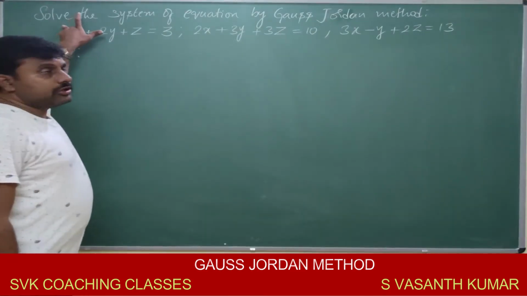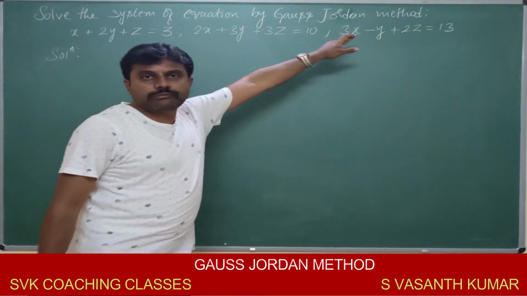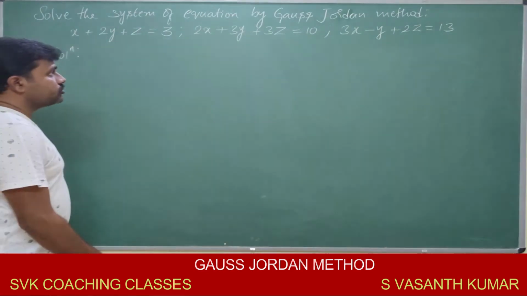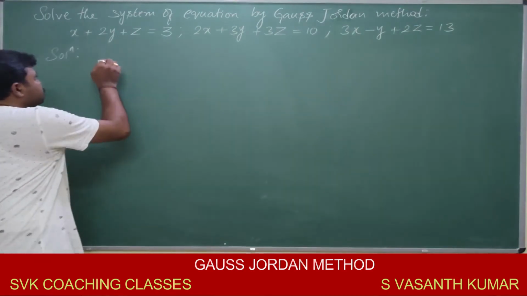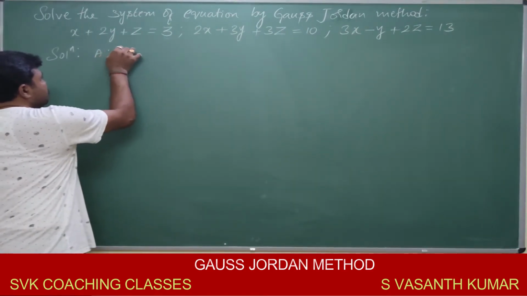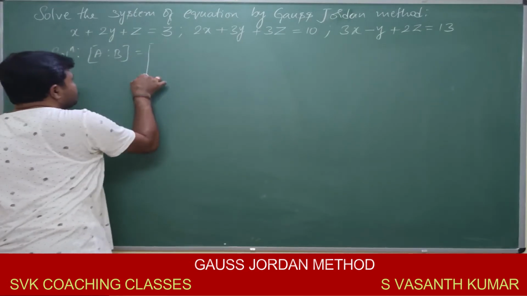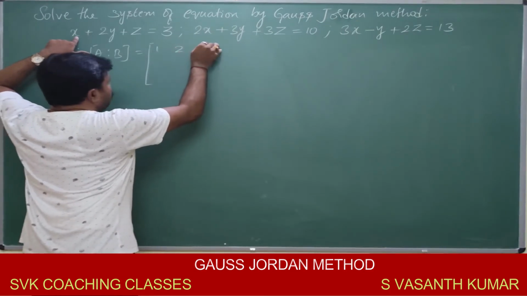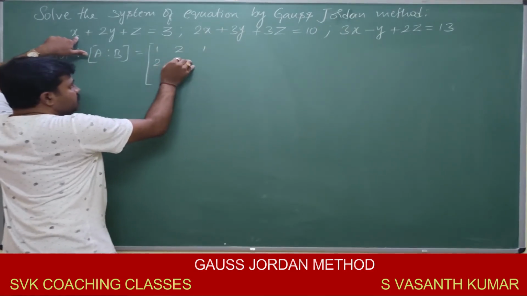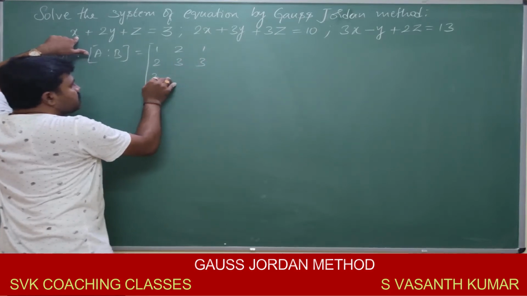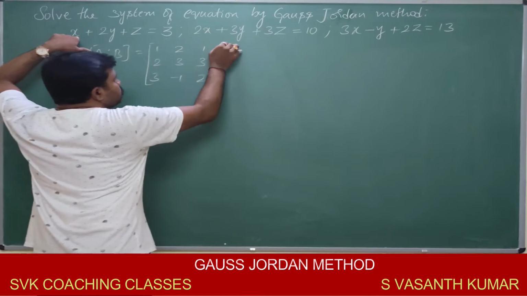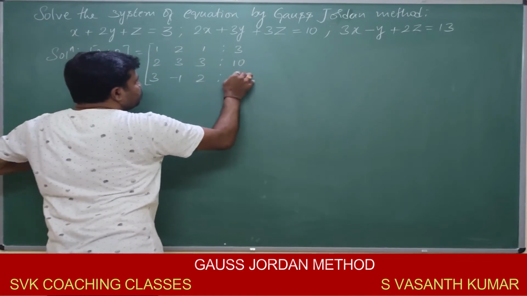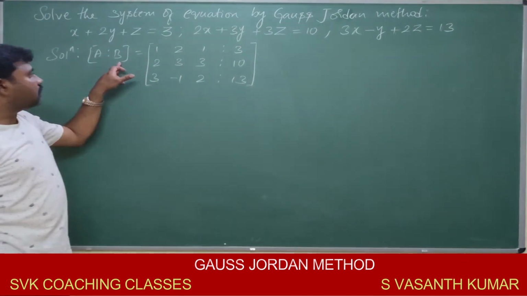Consider the problem. Solve the system of equations by the Gauss-Jordan method. The method says that I should reduce the augmented matrix to a diagonal matrix. The augmented matrix A|B: the coefficient matrix A has, from the first equation, 1, 2, 1; from the second equation, 2, 3, 3; from the third equation, 3, minus 1, 2. The matrix B is 3, 10, 13. So this is the augmented matrix.